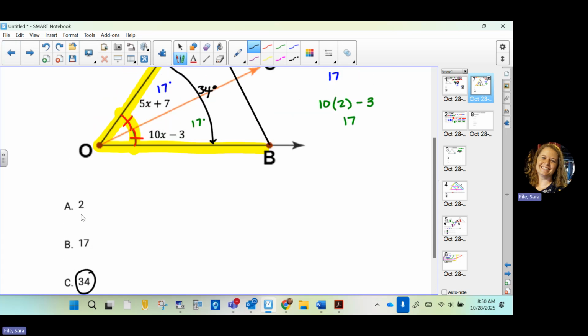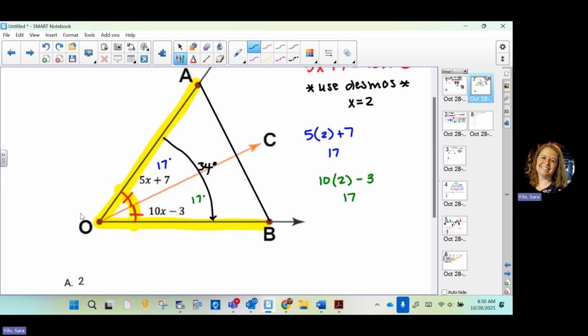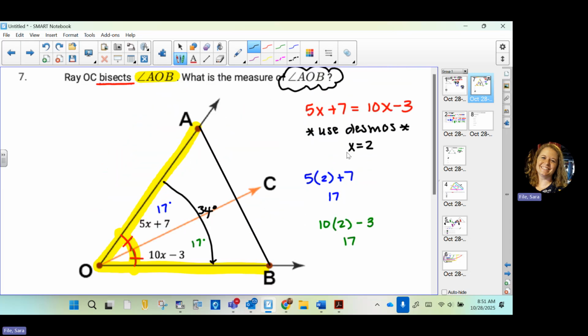How many of y'all picked 2? Because you're not going back and reading the question. They did not ask for x. If you're stopping when you solve for x, you're not answering the question. Okay, you're getting part of it right, and that's good. That's a good start, but you've got to read what they're asking for.